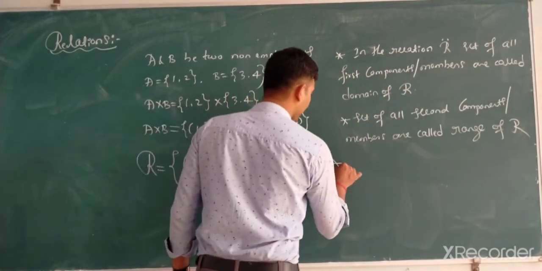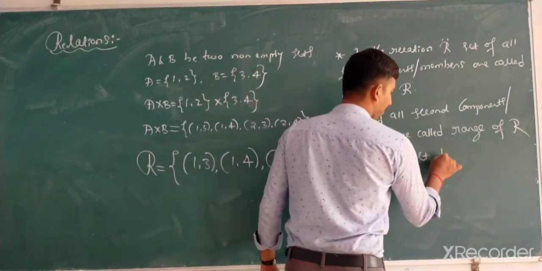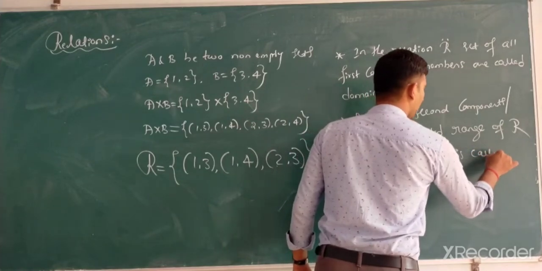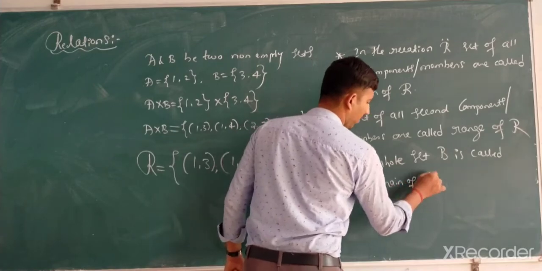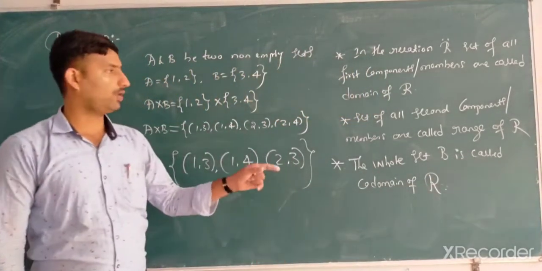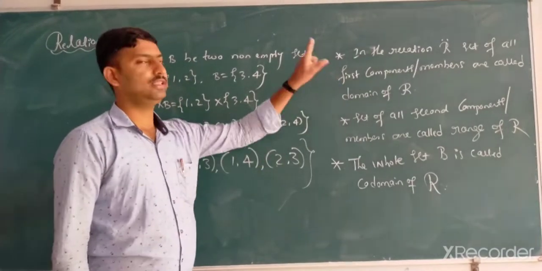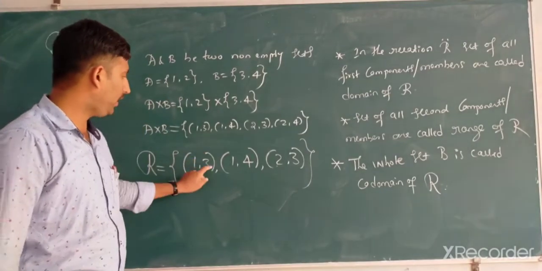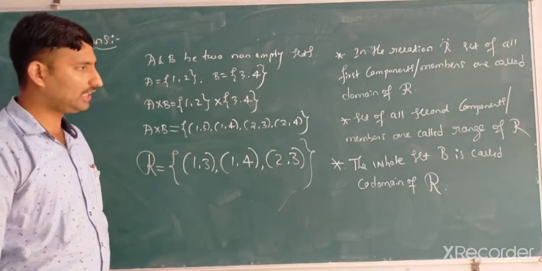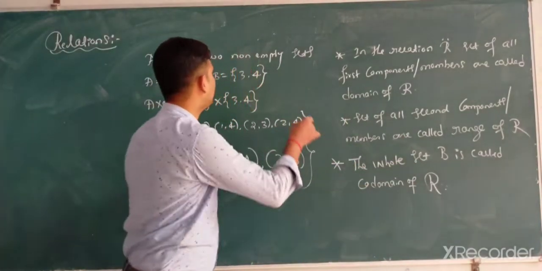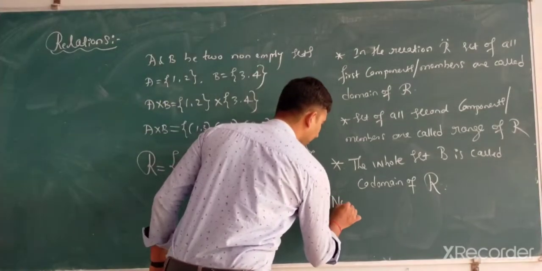Then the whole set capital B is called the codomain of R. The set of all first components of the relation, that is 1, 1, 2, is nothing but the domain of the relation R. 3, 4, 3, that is {3, 4}, is nothing but the range of the relation R. The whole set capital B is called the codomain of relation R.